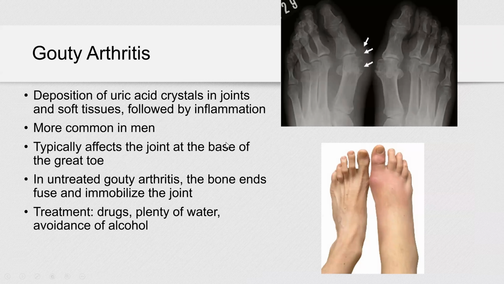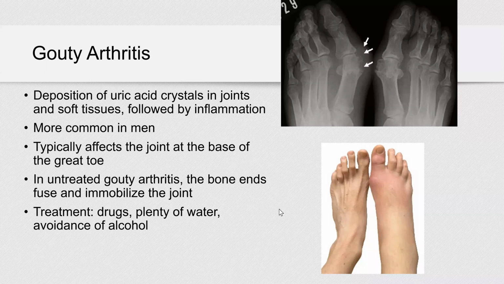And Gouty arthritis is caused by deposition of uric acid crystals in joints and soft tissue, followed by inflammation. This one is more common in men. It typically affects the joint at the base of the great toe, so right there. You can see it's here and here, right? If it's undertreated, the bone ends fuse and immobilize the joint. Treatment includes drugs, plenty of water, and avoidance of alcohol.